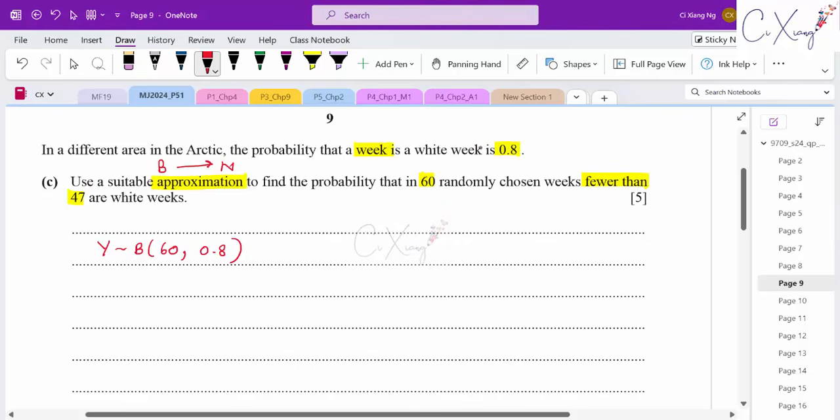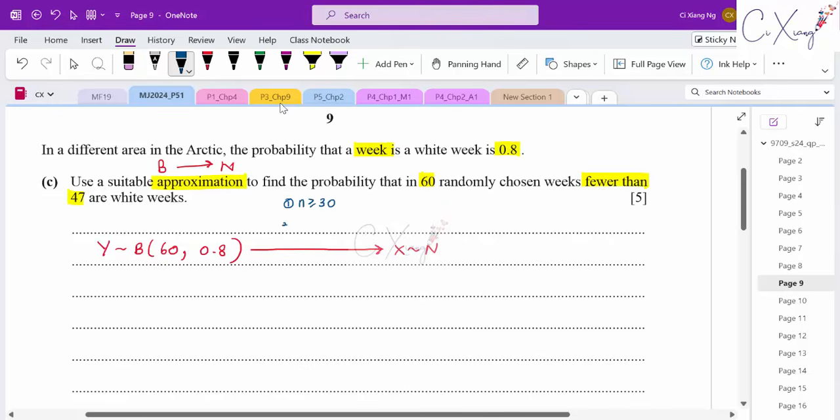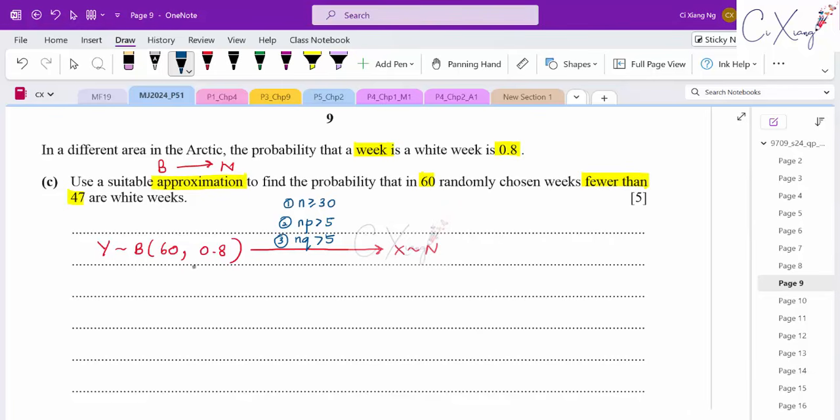Since the question already hints very clearly that we have to use approximation, we have to change it to normal. But of course, if you're interested, you can still double check the conditions. There are 3 conditions you can check. The first one is n greater than or equal to 30, must be large. The second is that np should be greater than 5, and the third is that nq should be greater than 5. But of course, they really ask you to apply approximation, so this question definitely already fulfills all three conditions. All right, let's continue.